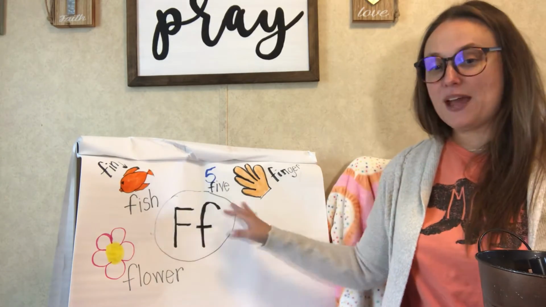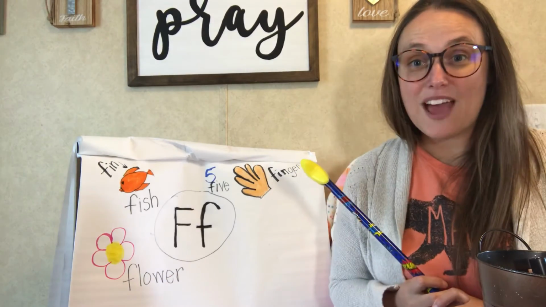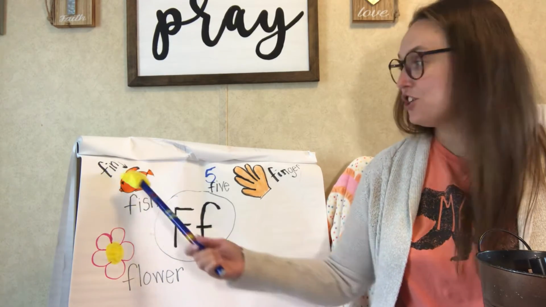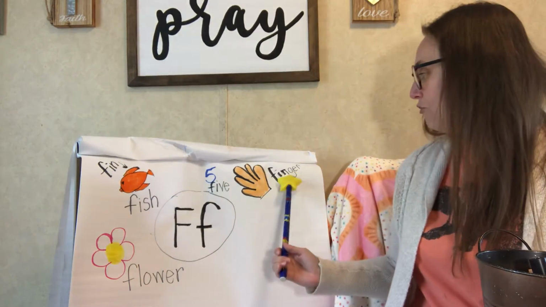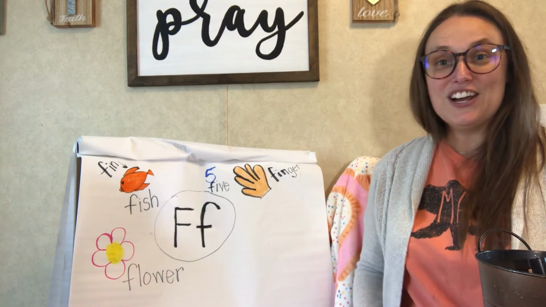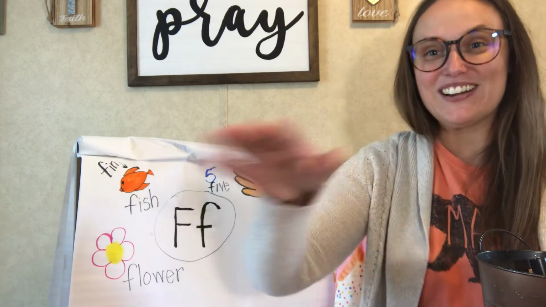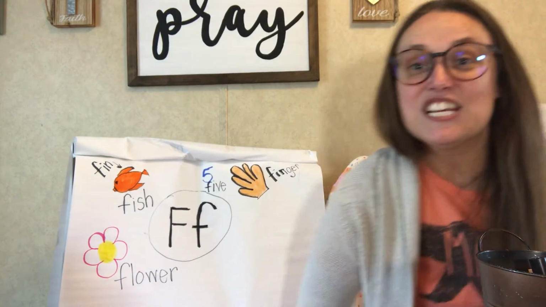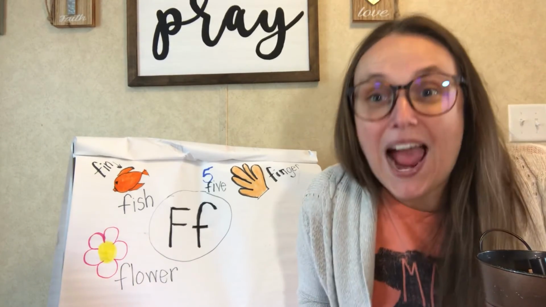So here's our F page. Let's read the words that we have written and the pictures we've drawn. Ready? Fish, fin, finger, five, flower. Good job, kindergarten friends. Okay, what we're going to do next is talk about some rhyming words.